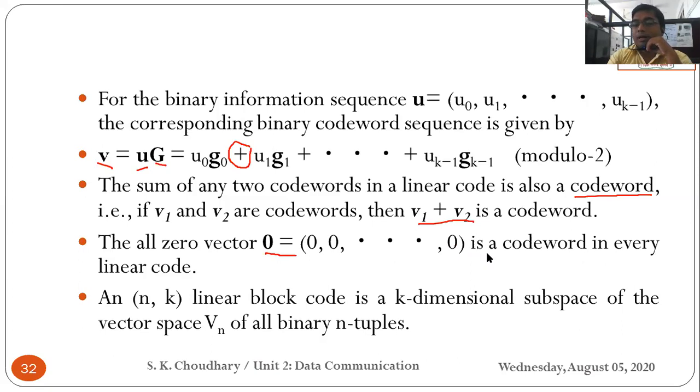In this way, an (n, k) linear block code is a k-dimensional subspace of the vector space Vn of all binary n-tuples.